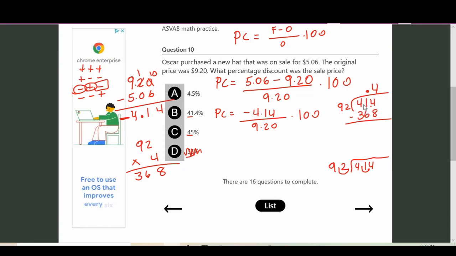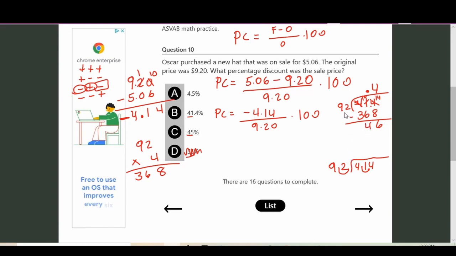I have to borrow. From here, this becomes 0. This becomes 14. 14 minus 8 is going to be 6. 0 minus 6 I can't do. I have to borrow. This becomes 3. This becomes 10. 10 minus 6 is going to be 4.